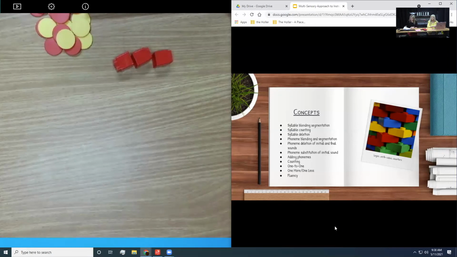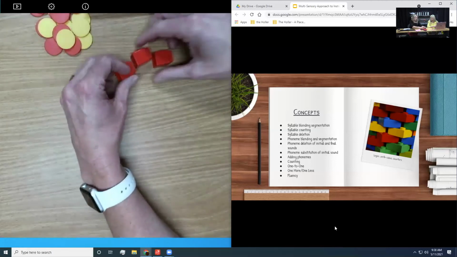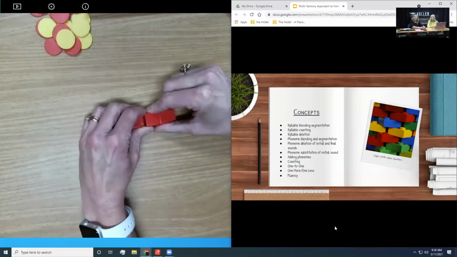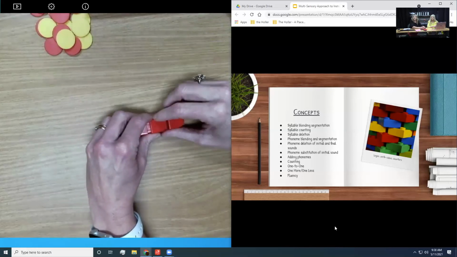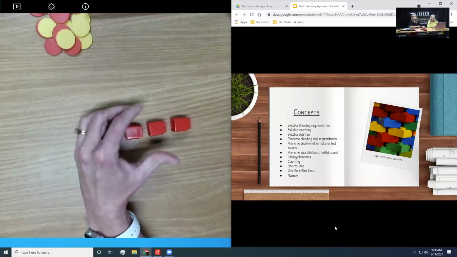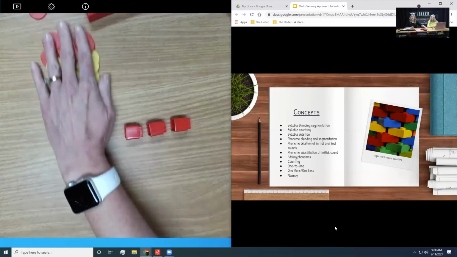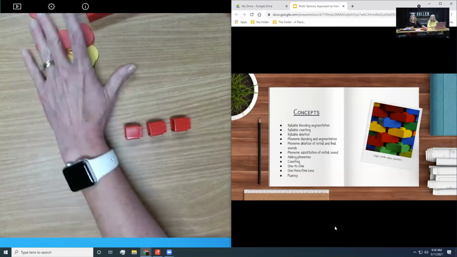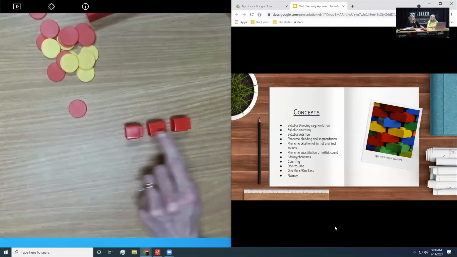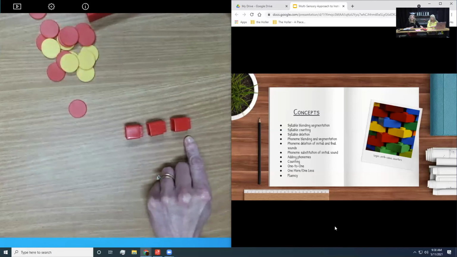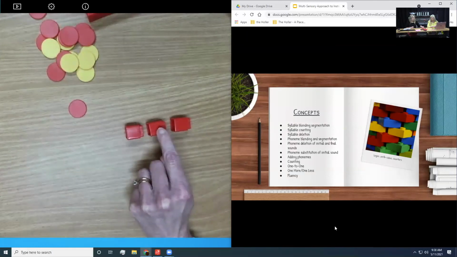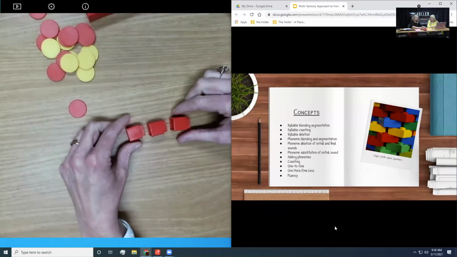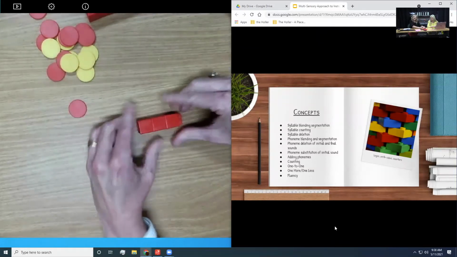So for example, if you had the word bat, and now with this one, you could use the counters if you wanted to, because sometimes it's easier to pull them away. So you can use them interchangeably. Bat. So they can see it's got 1, 2, 3 sounds. Bat. And then for them to blend it together to make a word, bat.